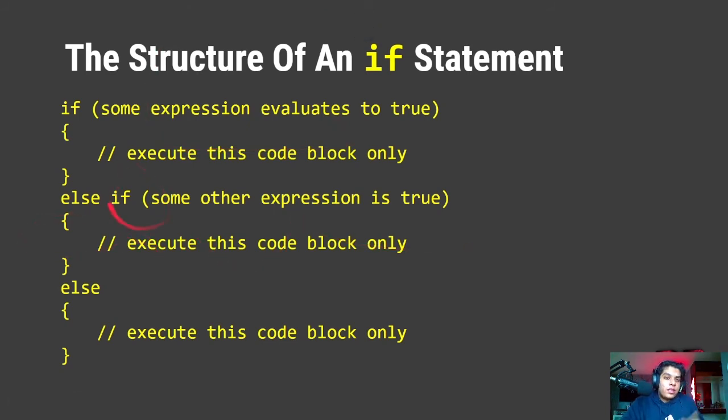Else if is used so that if the first condition isn't met, then if this condition is met, do this. So the condition is two things: one, that the previous one is not met, and two, the condition within the parentheses of this else if is met as well. Then you would run only this block. Else is basically if nothing above works, then just execute this.